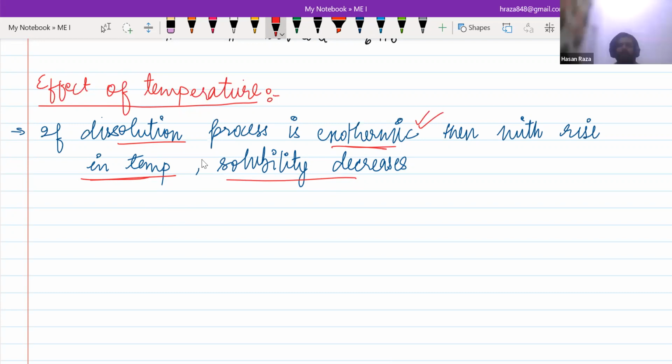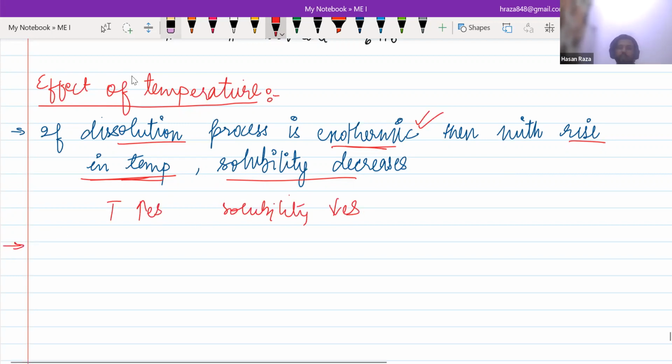Are you getting my point? It's very simple. It is an exothermic process. It will release heat to stabilize itself, and at that time you are increasing temperature. That means you are indirectly giving heat energy to the system, which is not in favor of that process. That's why solubility decreases when you increase the temperature if it is an exothermic process.